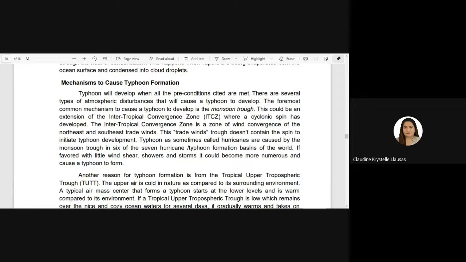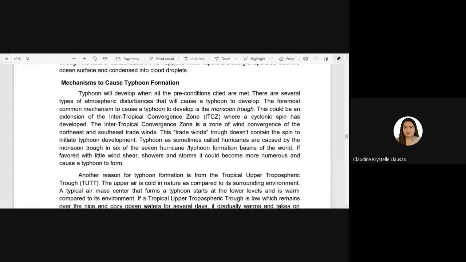Mechanisms to cause typhoon formation. A typhoon will develop when all the preconditions cited are met. Nandun tayo gitawag nga ITCZ. It's not anymore new to you because I think you have discussed this in your Grade 7. ITCZ means Intertropical Convergence Zone. Naila-ila na po ni sa inyo whenever you watch weather news. Mayroon sila nga, nag-ulan o kusog karong adlaw, dili tungod kay naay bagyo kung dili tungod sa ITCZ.